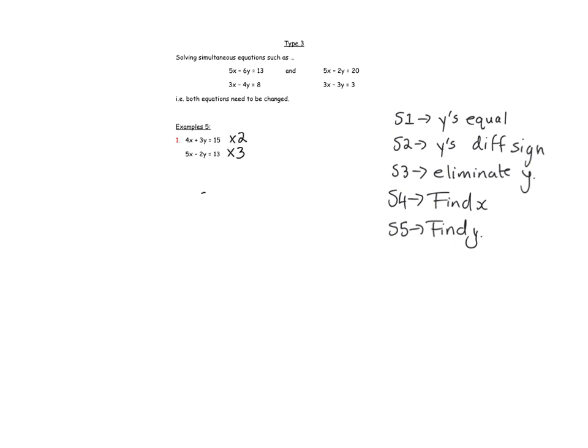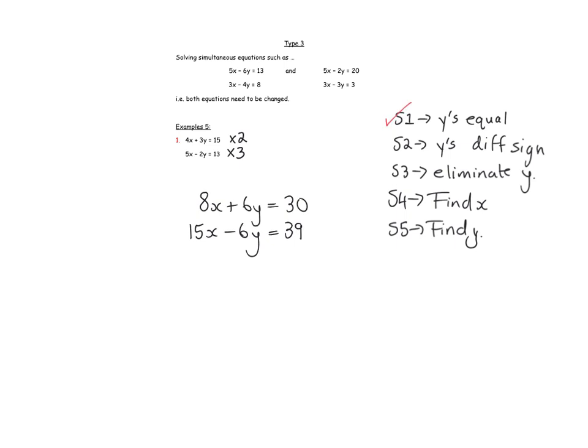So 4 by 2 will give us 8. 3 by 2 will give us 6. And 15 by 2 will give us 30. 5 by 3 will give us 15. 2 by 3 will give us 6. And 13 by 3 will give us 39. Then we check to make sure the y's are equal. So you can see here we have plus 6y and minus 6y. So the y's are equal.